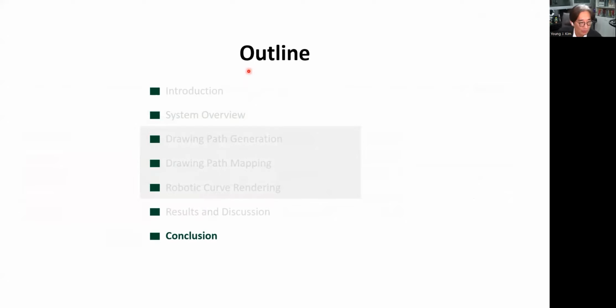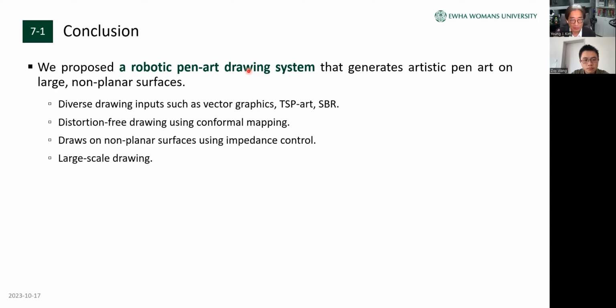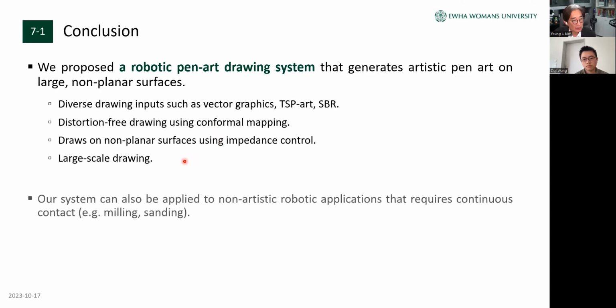Now, I think I have almost come to the end of my talk. I presented our recent robotic pen art drawing system that can generate artistic pen art on large non-planar surfaces using different types of inputs, and also distortion-free mapping to nicely preserve the inputs in the final drawing, and also uses impedance control to compensate for the uncertainties in the canvas. It also uses coverage planning for large-scale drawings.